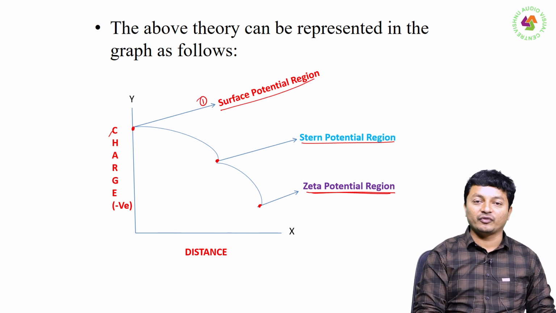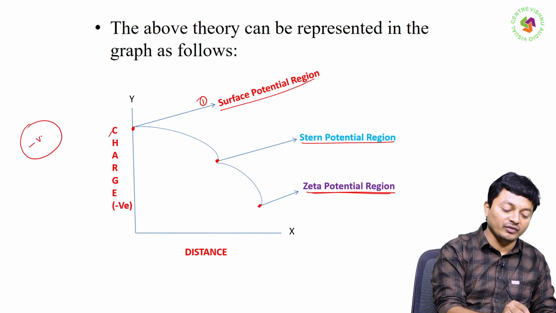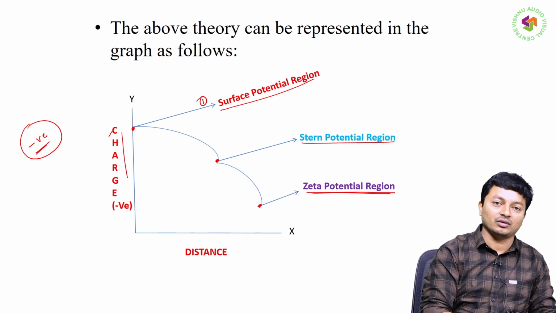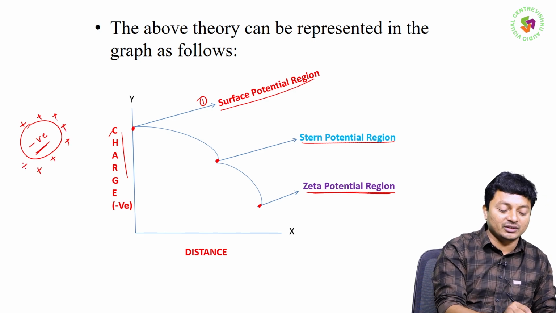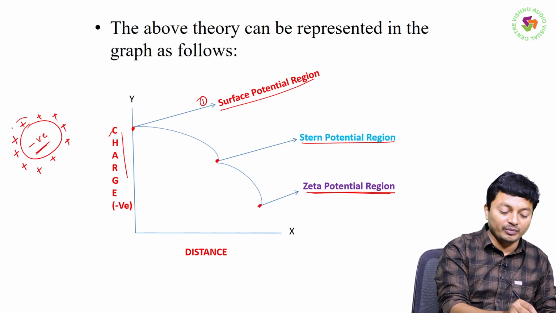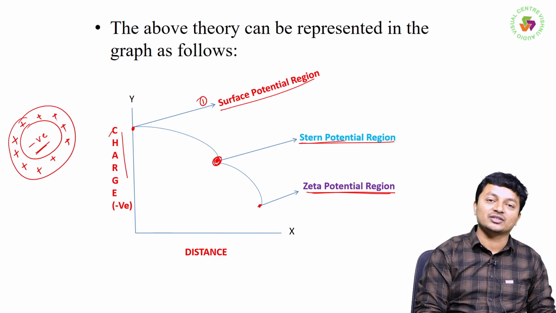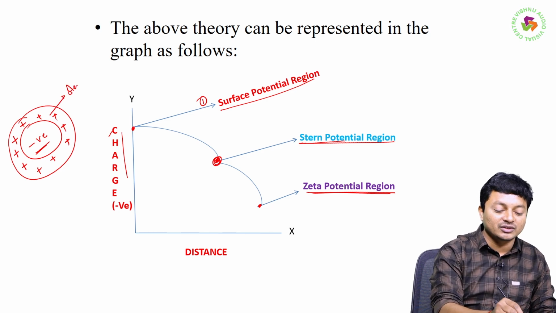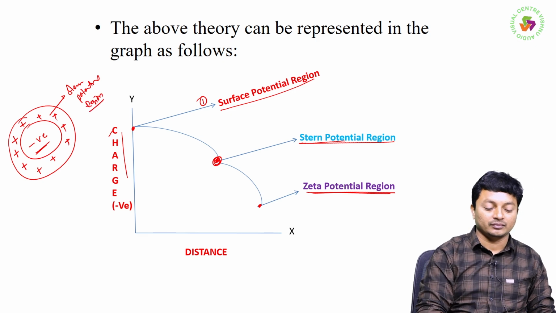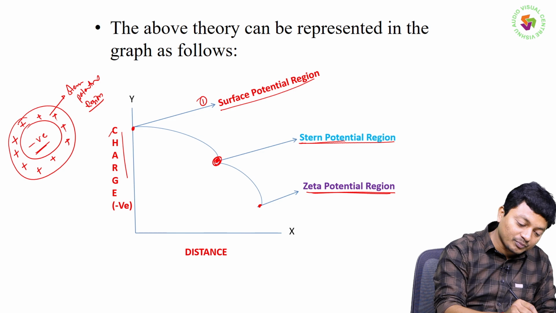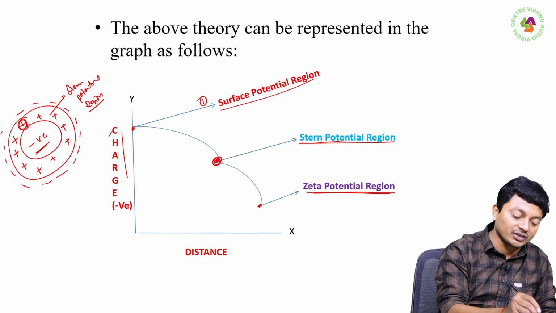So you need to remember three points here. First, the surface potential region. What happened in the surface potential region? We took a negative charge. This negatively charged particle will attract positively charged particles, and they will form a strongly bonded layer. Here we got a strongly bonded layer, which is known as the Stern potential region.